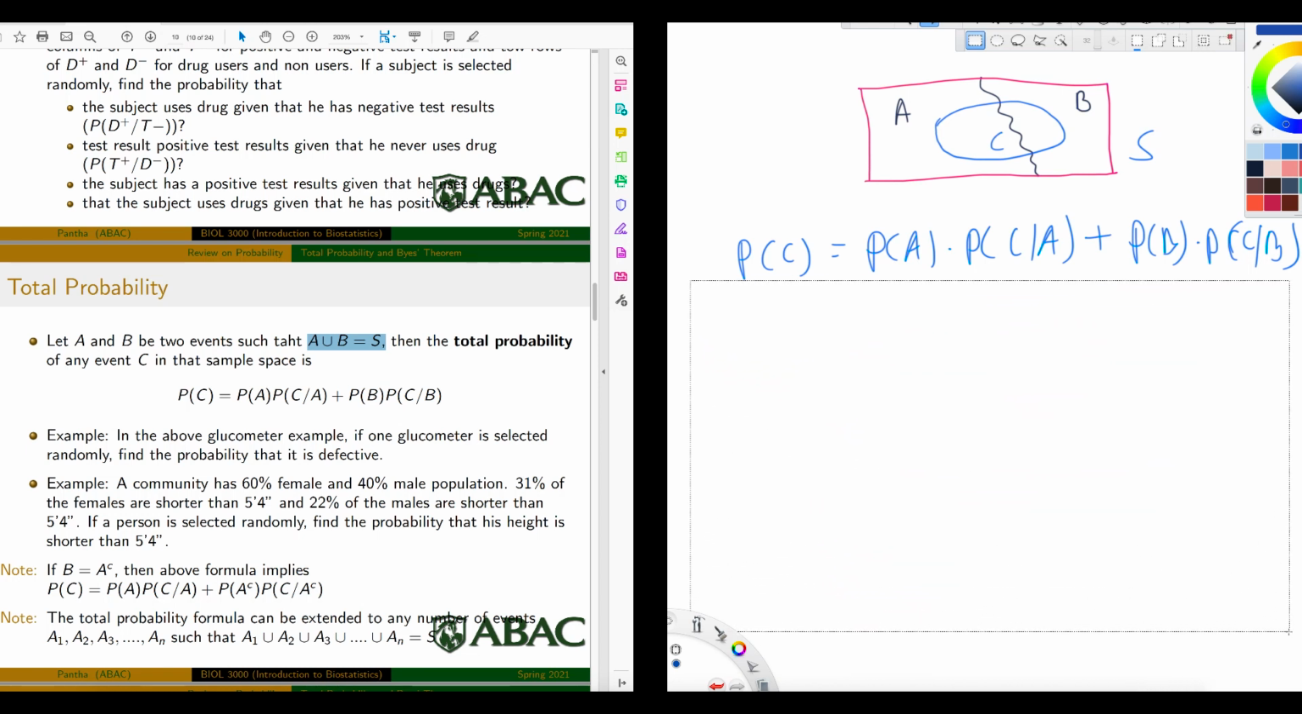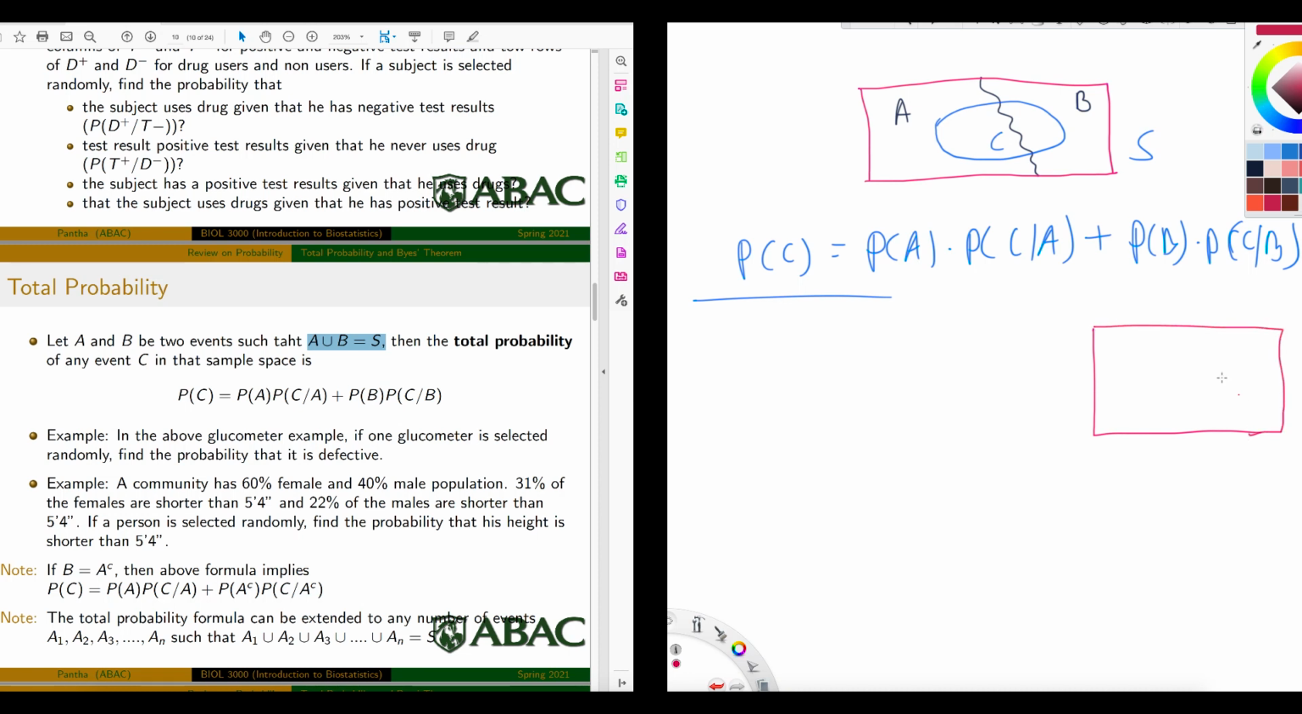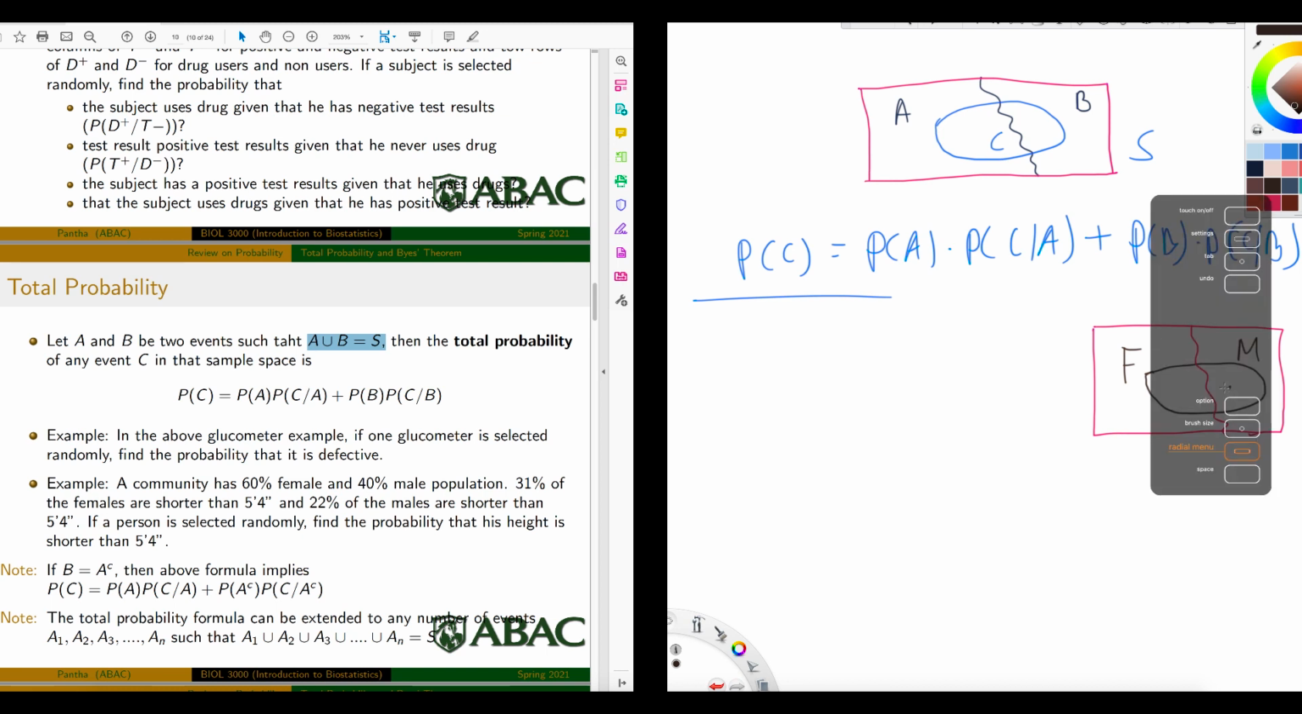The second example says that a community has 60% female and 40% male. Let me divide this: this is 60%, this is 40%. So 60% is female and 40% is male. And then 31% of the females are shorter than 5 feet 4 inches, and 22% of the males are shorter than 5 feet 4 inches. So there is a shorter set. Let us denote this by S.